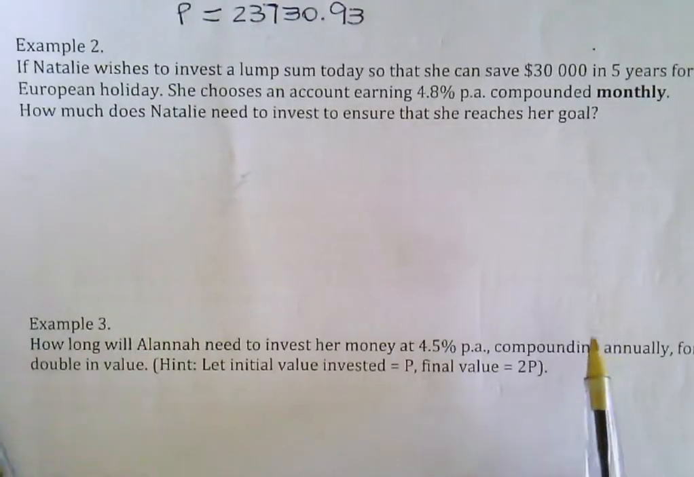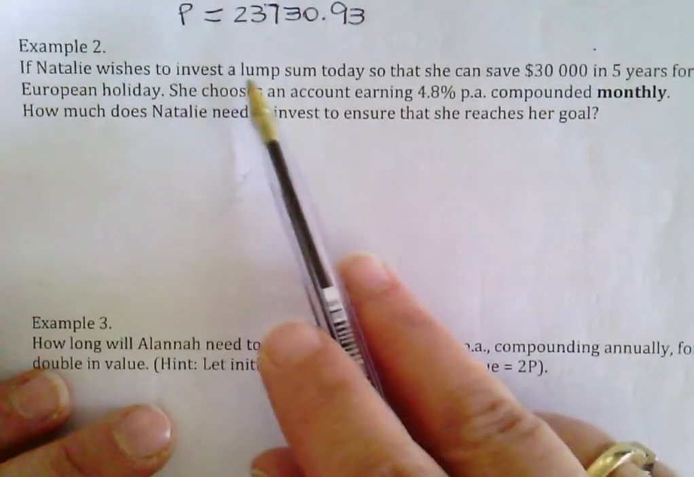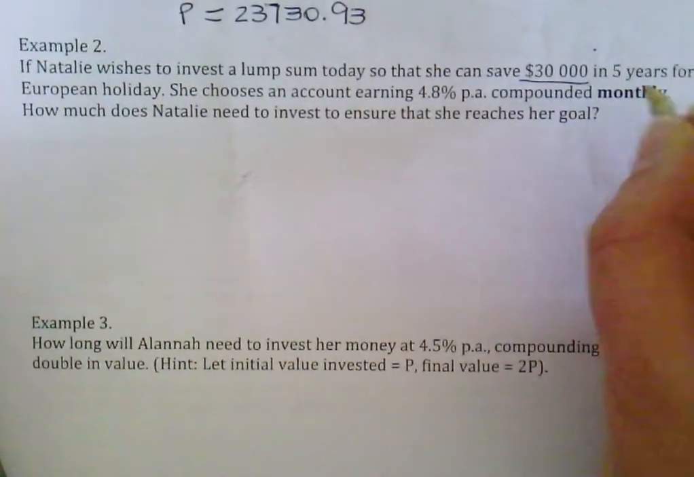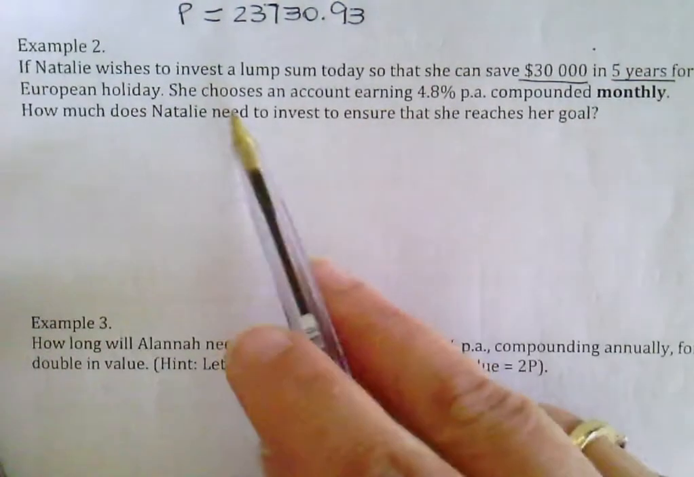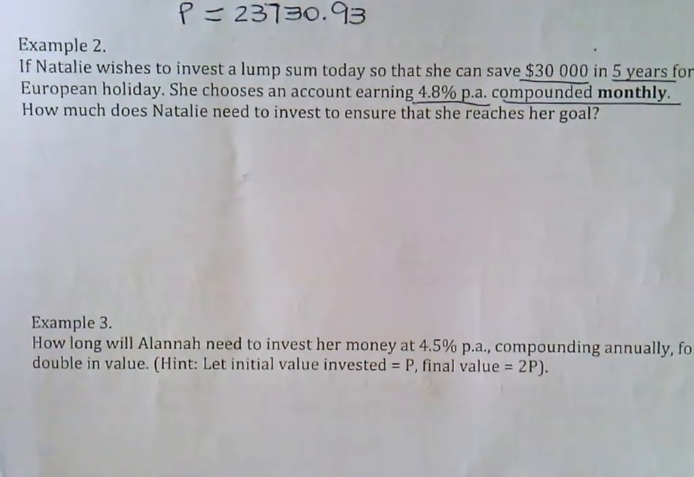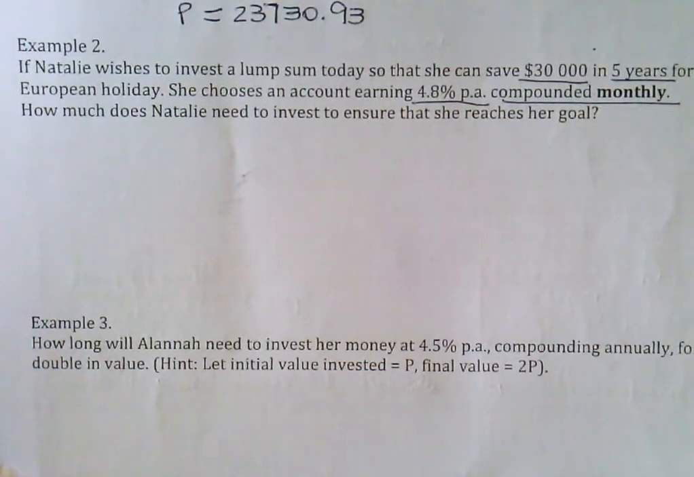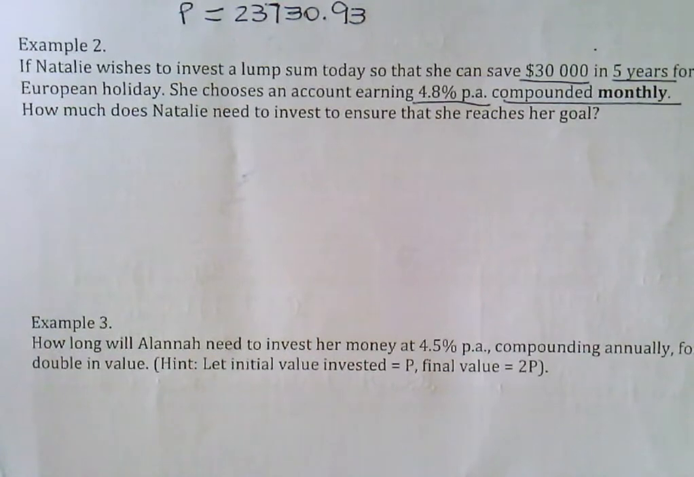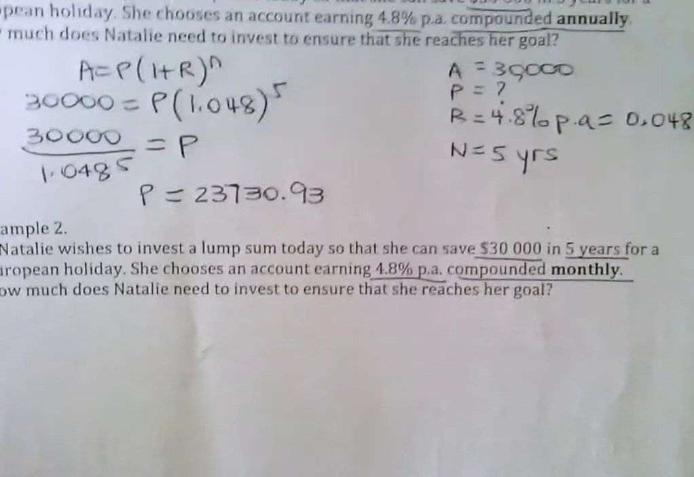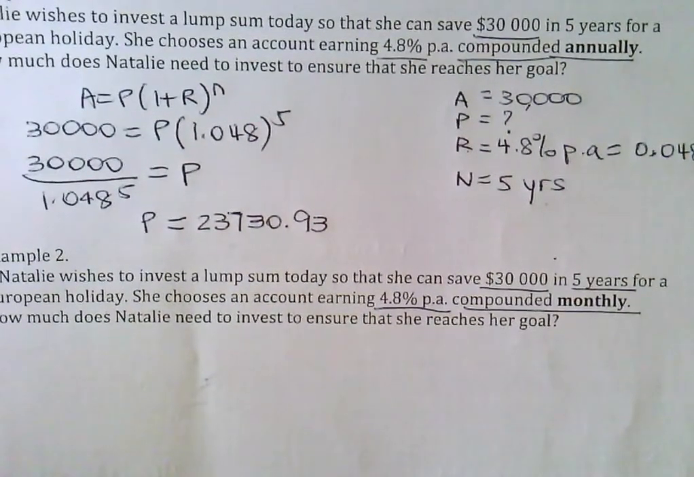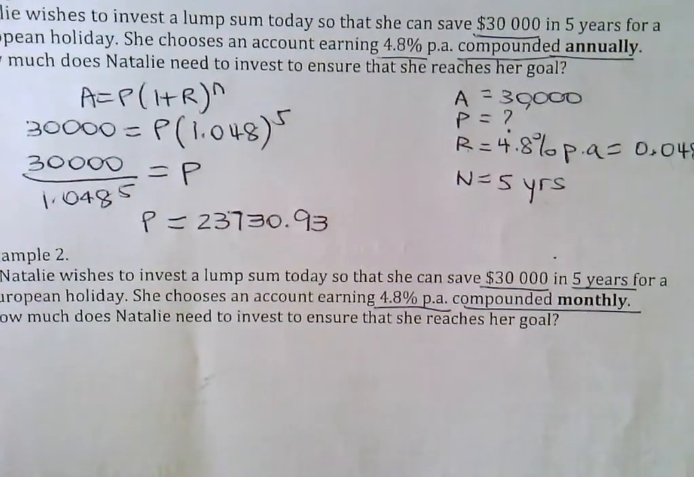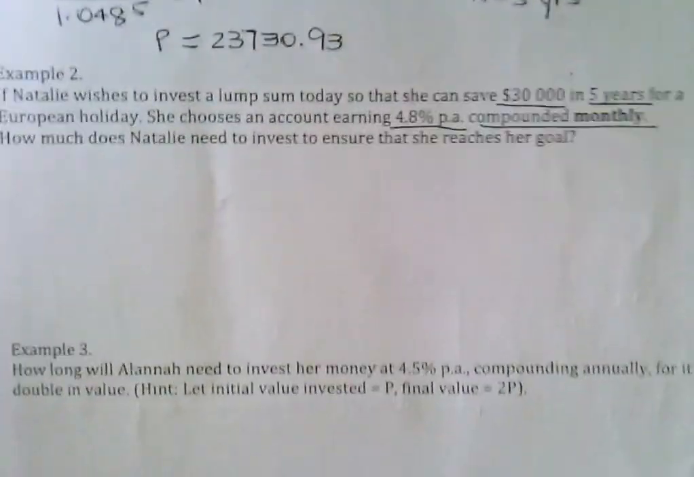Same problem, different compounding period. If Natalie wishes to invest a lump sum of money today so that she can save $30,000 in 5 years for a European holiday, she chooses an account earning the same interest rate but compounding monthly. Now, if she's compounding monthly, she's going to earn more interest. Do you think she needs to put more or less money in if she's going to earn more interest? Remember, she's coming up with a total amount of $30,000. We're hoping a bit less. All right, let's see how we go.